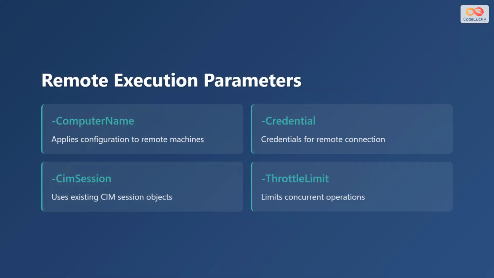When working with remote machines, you have additional parameters. The -ComputerName parameter lets you apply configurations to specific remote machines. The -Credential parameter provides credentials for authenticating remote connections. The -CimSession parameter allows you to use existing CIM session objects for efficiency. And the -ThrottleLimit parameter controls how many concurrent operations can run, preventing system overload. These parameters are essential for managing multiple servers.